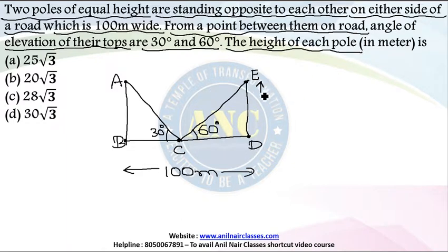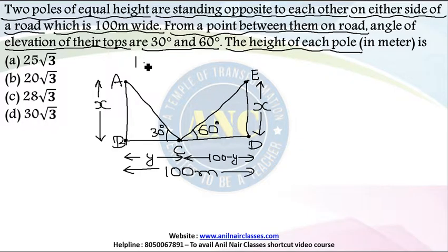I don't know the height of each pole. I will call it X. X value is what I am very interested in finding in this question. And I don't know this BC value also. BC value I will call it Y. If out of entire BD 100, BC is Y, then CD will be 100 minus Y. Sir, why are you using all these variables, which is the textbook method? I want to show you the importance of method 2, sir. Method 1 will give you the answer, but not in the best possible way.